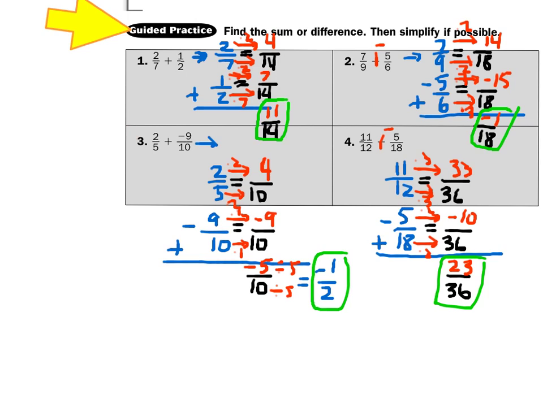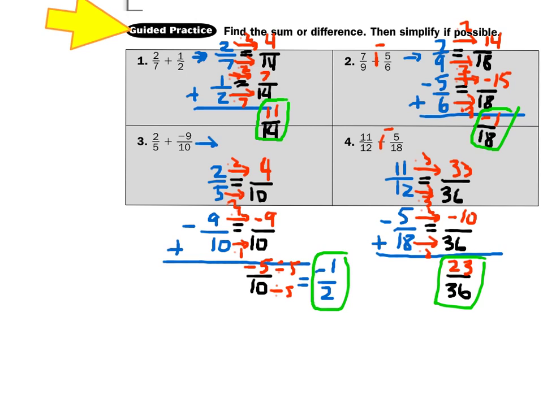Take a look at number 3. 2 over 5 plus negative 9 over 10. Denominators do not match, so do the towers. 2 over 5 on top, negative 9 over 10 on the bottom. Look at the denominators, the 5 and the 10. The 10 is bigger, so start there. Will 5 go into 10? Yes. So use 10 in all of the denominators.